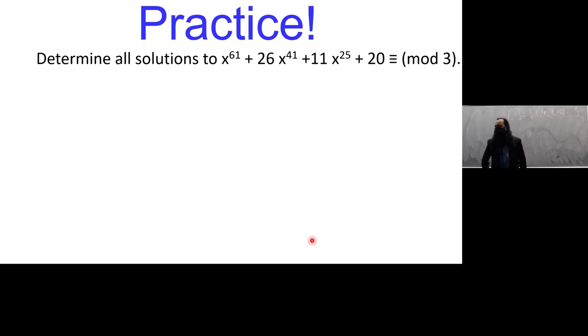Determine all solutions to this huge nonlinear congruence relation: x to the 61 plus 26x to the 41 plus 11x to the 25 plus 20 is congruent to 30 mod 3. Okay, in the last class I gave 2 minutes, so I'll set my timer here.